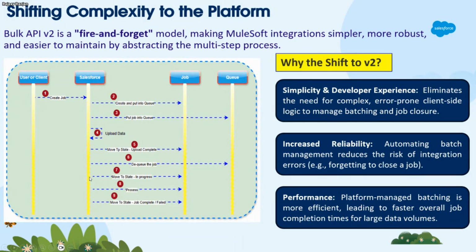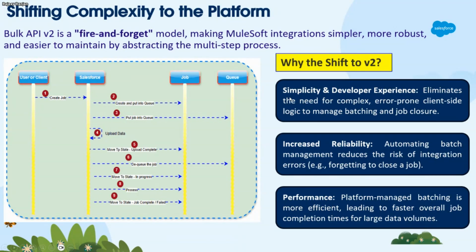And then after that it changes the status to in progress. This process is going to happen and move the status to job complete or failed, something like this. This is how it is going to work behind the scenes. And why is this shift to V2? We have already seen why we have done the comparative study of V1 and V2.